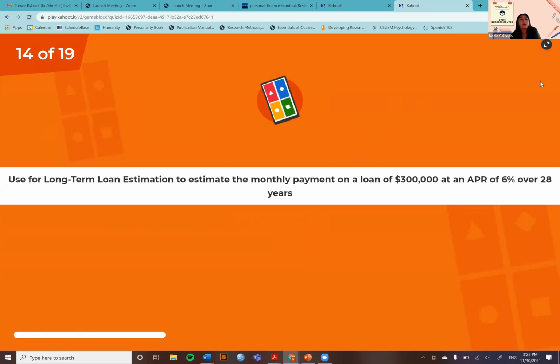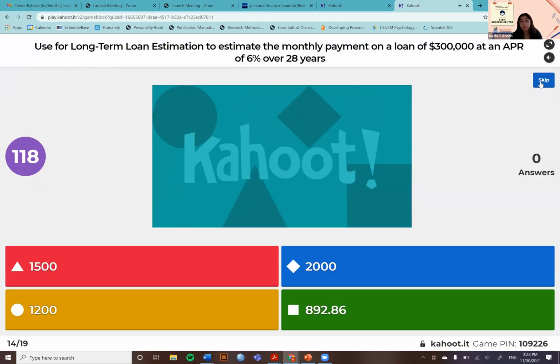Okay, use the long-term loan estimation to estimate the monthly payment on a loan of 300,000 at an APR of 6% over 28 years.